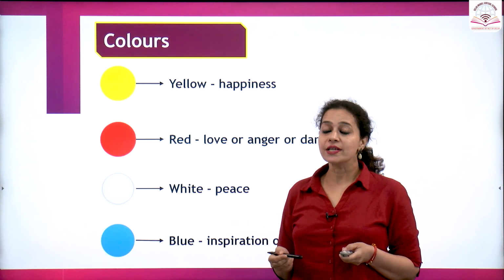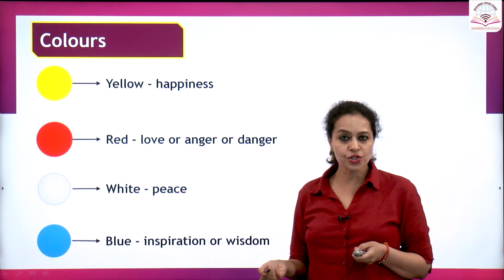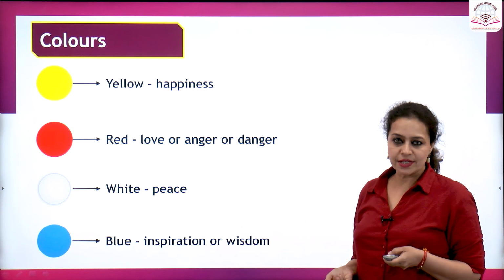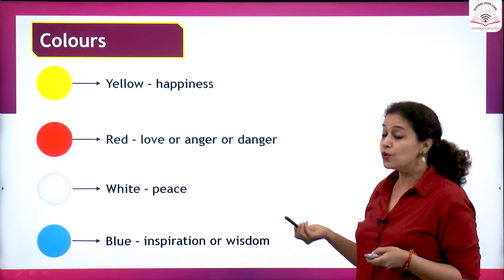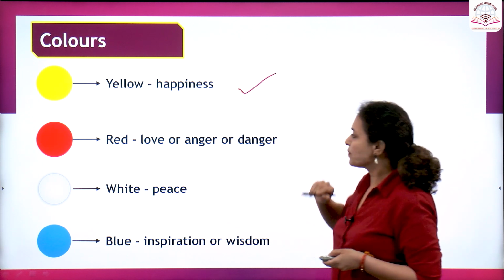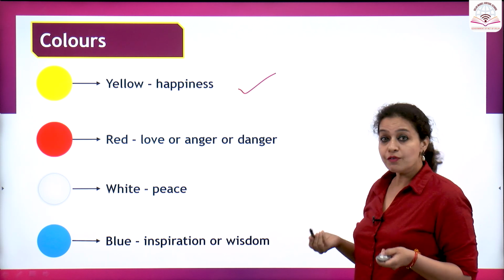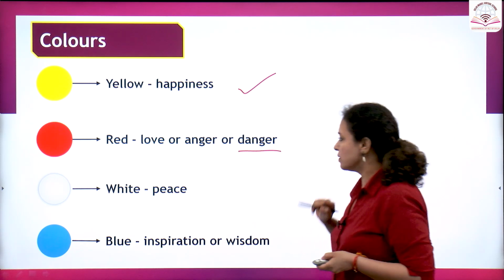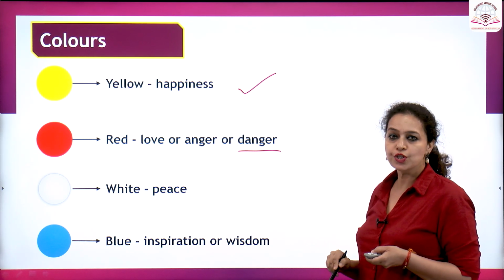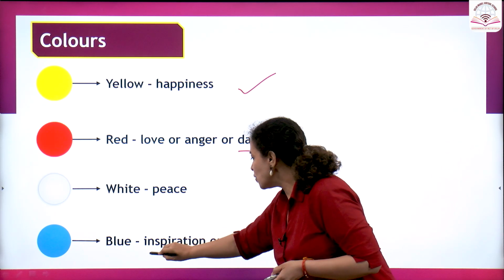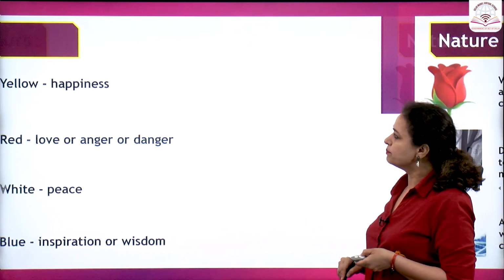Now let's have a look at certain other symbols that can be used. We have colors that are used as symbols. Usually, yellow denotes happiness. Red can denote love, anger, even danger. White is usually used for peace. Blue for inspiration or wisdom.